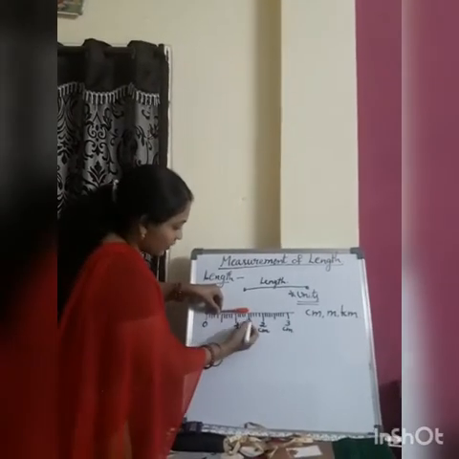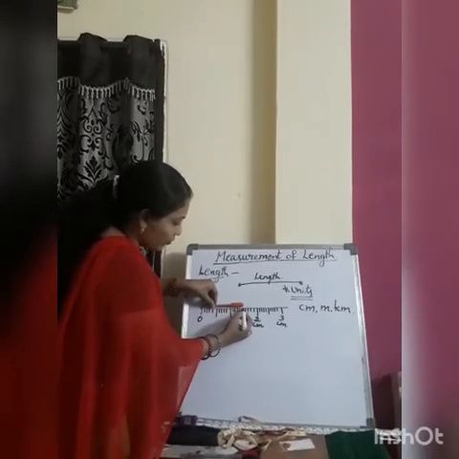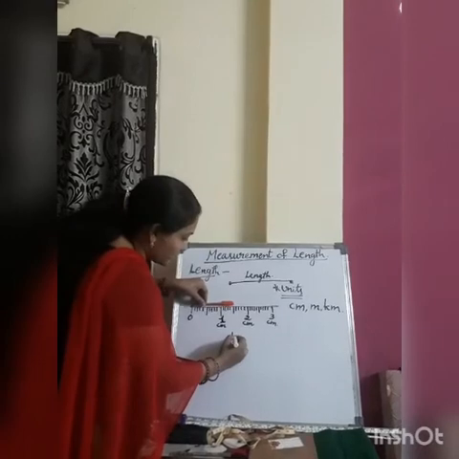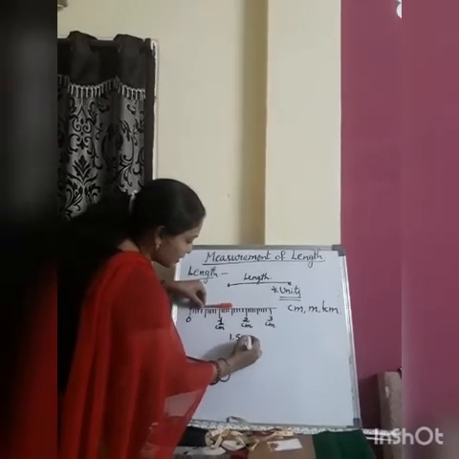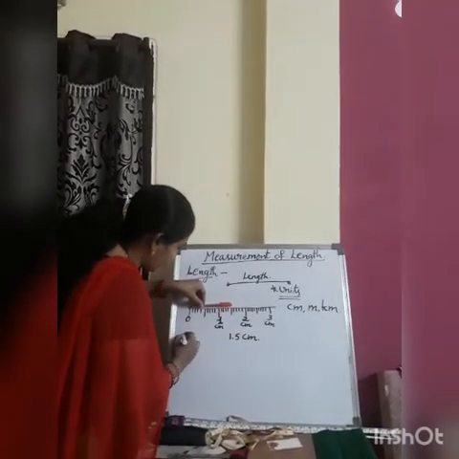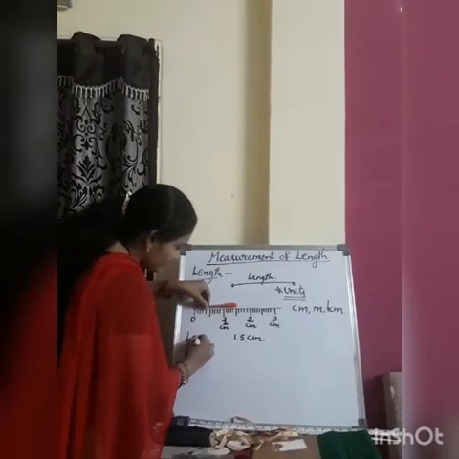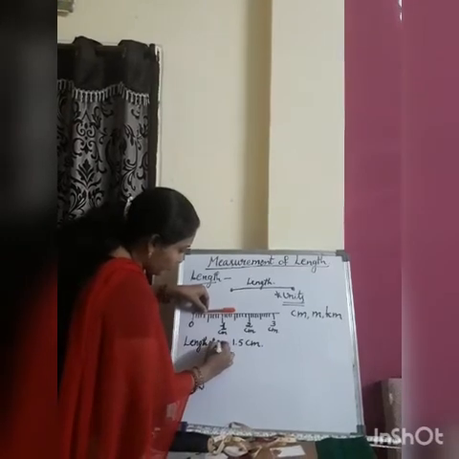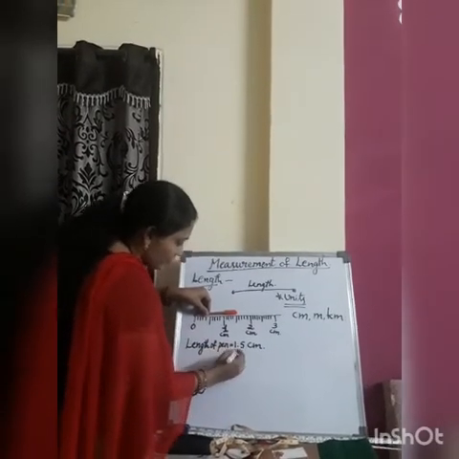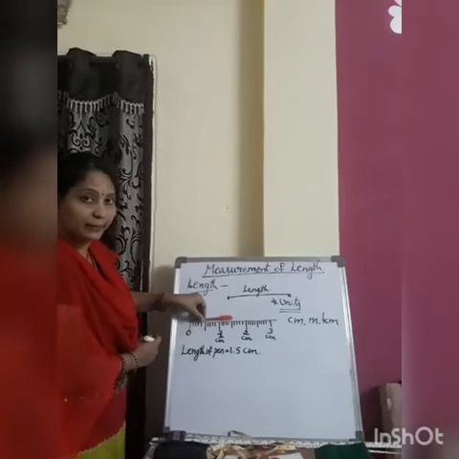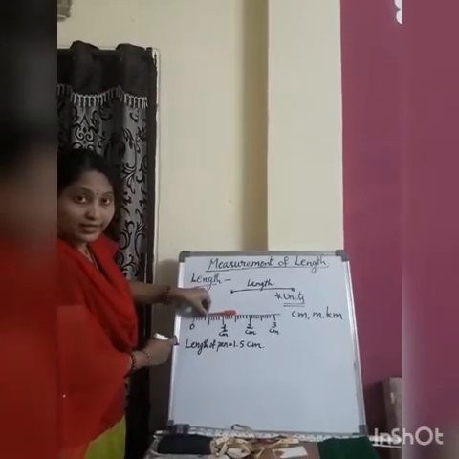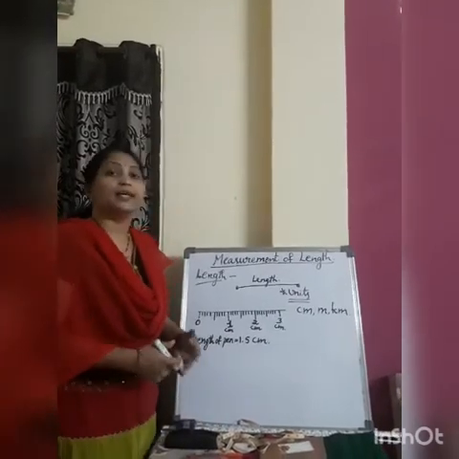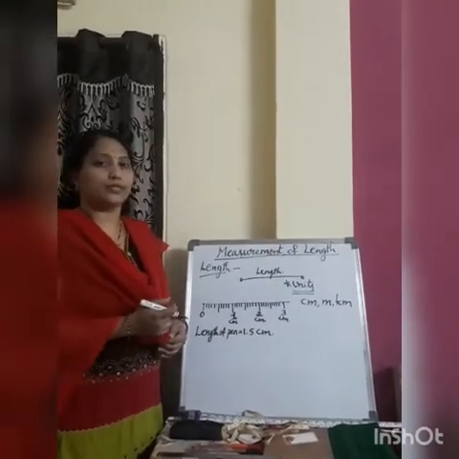After 1, you have 1, 2, 3, 4, fifth line it is. Right? So, it is 1.5 centimeters. What is the length of the pen? The length of the pen is 1.5 centimeters. Is it clear? So, this is how you have to measure the length of short objects using the ruler.